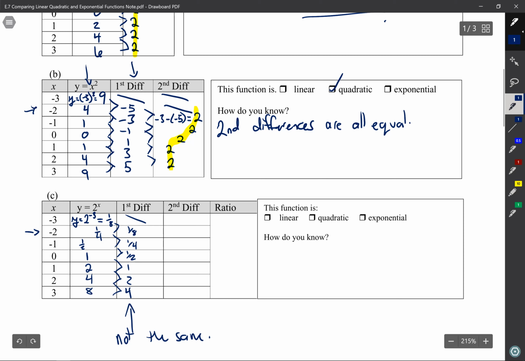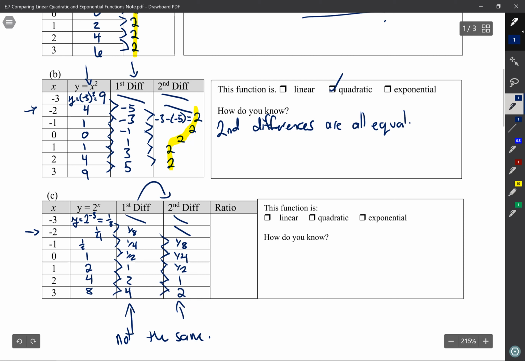Whenever my first differences are not the same, I move on to my second differences. I don't calculate the first two, and I calculate the next ones right here. So 1/4 minus 1/8 is 1/8. 1/2 minus 1/4 is 1/4. Now, the pattern won't always seem so obvious as it seems right here. That's because this is a relatively simple exponential function.